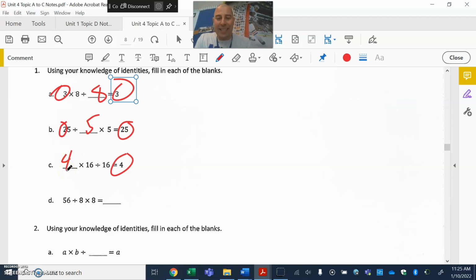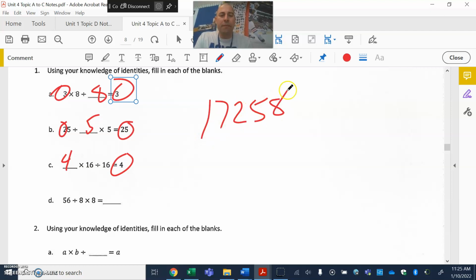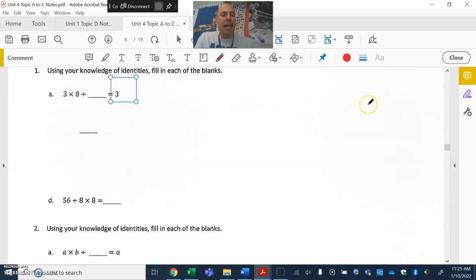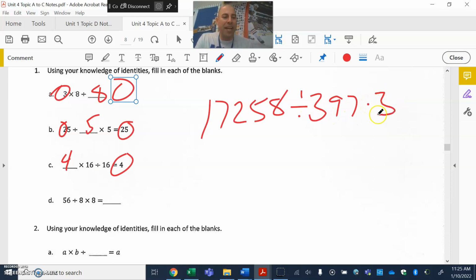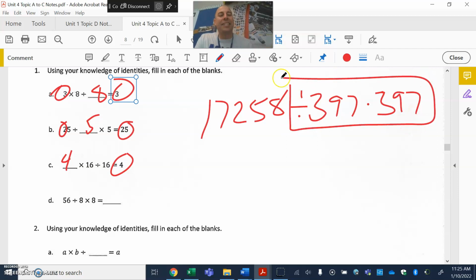So when we see things like this, 17,258 divided by 397 times 397, what we want to realize here is, look at this. These guys are opposites. So we're just undoing it. We're getting right back to where we started from. That's what they just want to do. Multiplying and dividing are opposites. Addition and subtraction are opposites. There you go, people. That's it.